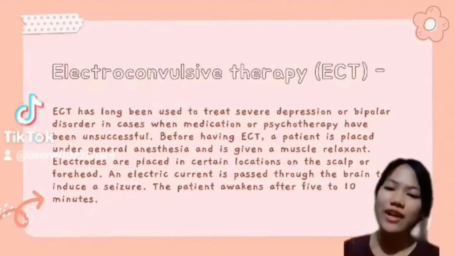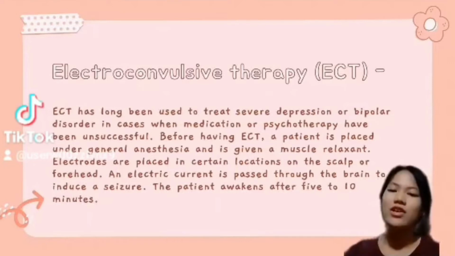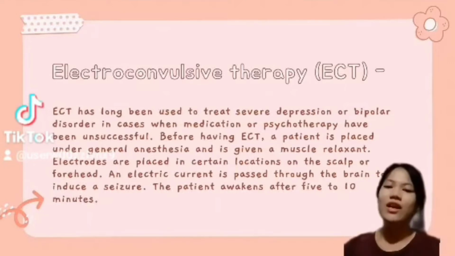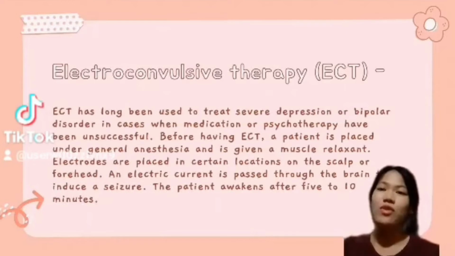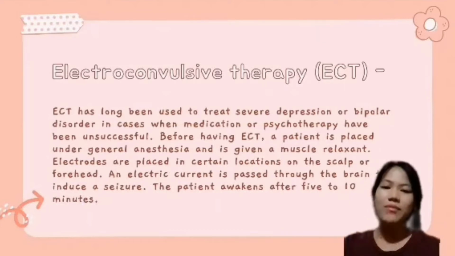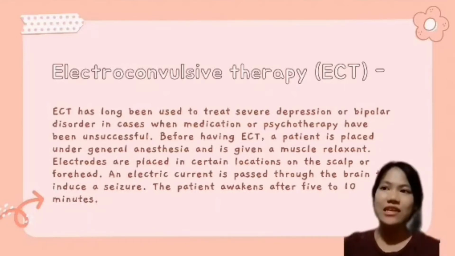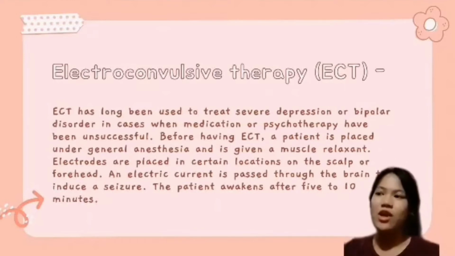Our first is electroconvulsive therapy or ECT. It has been used to treat severe depression or bipolar disorder in cases when medication or psychotherapy have been unsuccessful. So here, it involves a brief electrical stimulation of the brain while the patient is under anesthesia. It also gives a muscle relaxant. Electrodes are placed in a certain location of the scalp or forehead. Here in ECT, the client may have memory loss or confusion, and headache after the procedure.